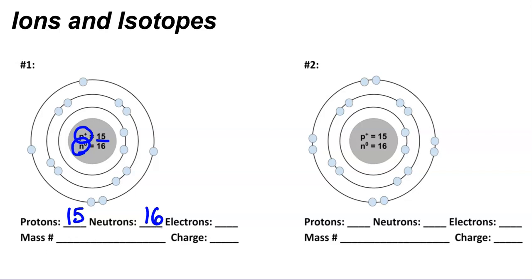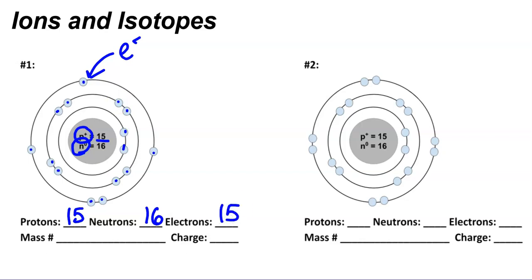And then electrons, we know, are not in the nucleus. They are on the outer shells. And so we actually need to count how many electrons. These dots that are on the outer shells are the electrons, which is going to be abbreviated E-, but we need to count them. So we'll go through 1, 2, 3, 4, 5, 6, 7, 8, 9, 10, 11, 12, 13, 14, 15 electrons.